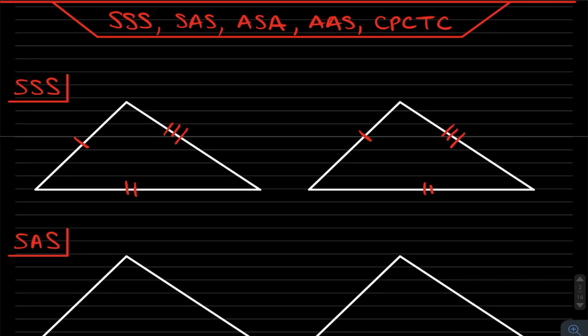We'll talk about that in these two-column proofs. So if this doesn't really make sense right now, we'll go over that during the two-column proofs in even more depth. So this is side, side, side. Basically, it's saying that if you have three sides that are congruent on each triangle, then the triangles are going to be congruent. And what does congruent mean? It means same size, same shape.